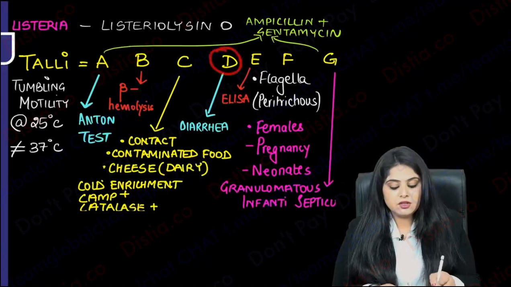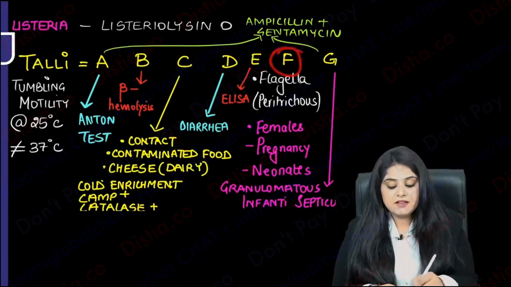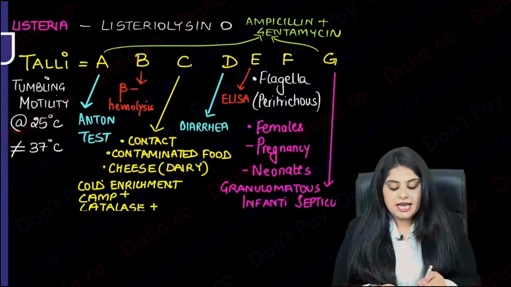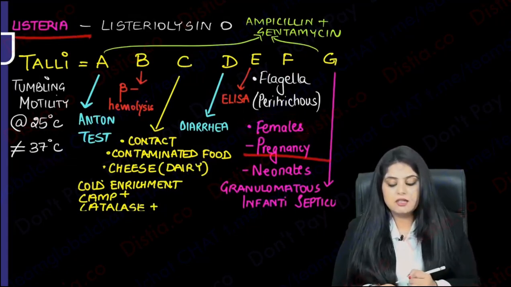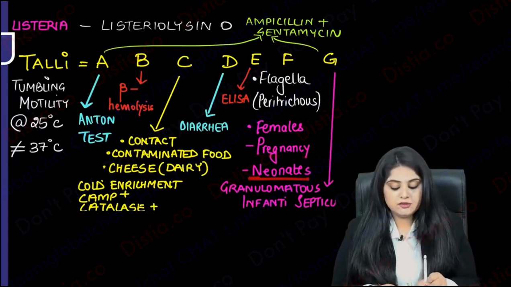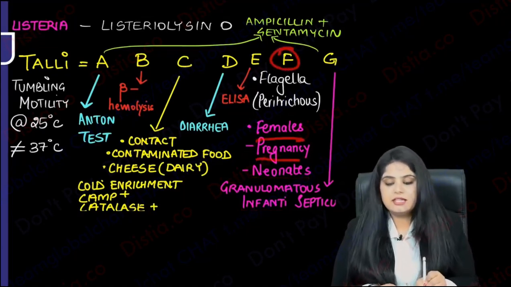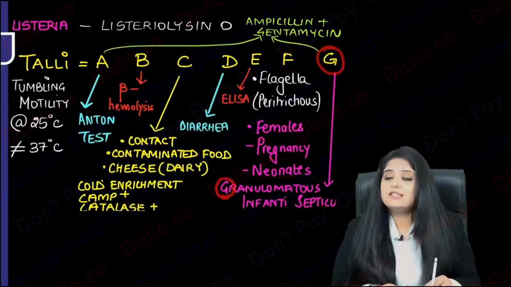Next, patients are going to come up with diarrhea. How are you going to do the diagnosis? E for ELISA. F, I've already told you, flagella is present, but flagella at 25, not at 37. And this is very commonly seen in F for female conditions, like listeria infection will occur in pregnant females. It can cause abortions in pregnant females. In neonates it can cause neonatal infection. And finally, F is for female and their children's problems I have kept. G, I have kept, it causes specially something in children called granulomatous infantisepticum.